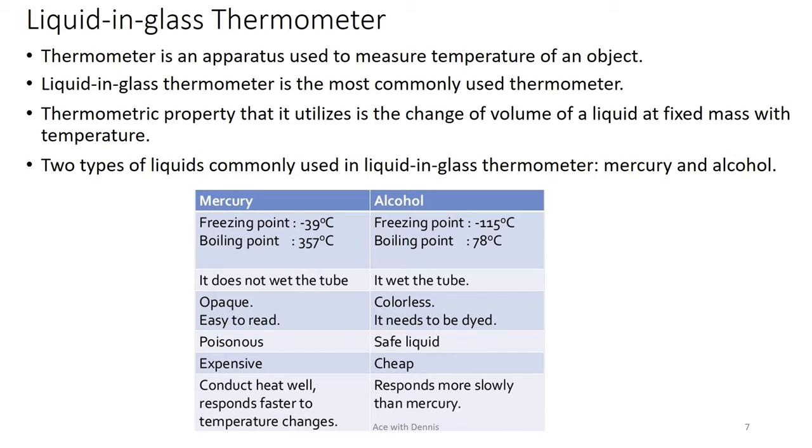Mercury is poisonous and alcohol is a safe liquid. Mercury is expensive while alcohol is cheap. Mercury conducts heat well and it responds fast to temperature changes. Alcohol responds more slowly than mercury. Therefore, we should consider the strengths and the weaknesses of both liquids before we decide which liquid to use in designing the liquid in glass thermometer.